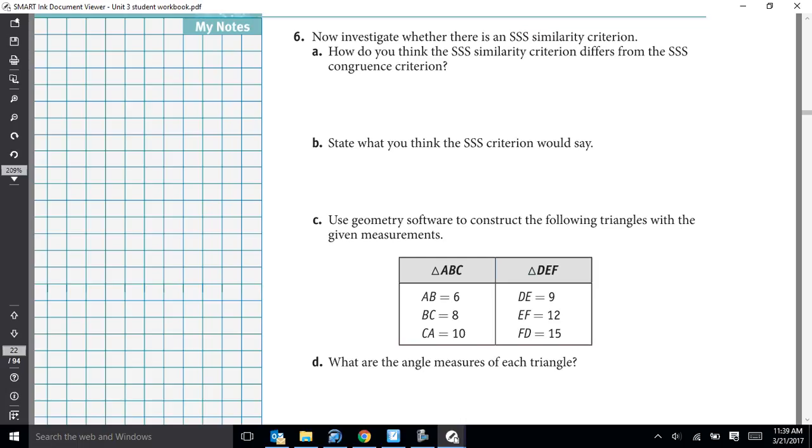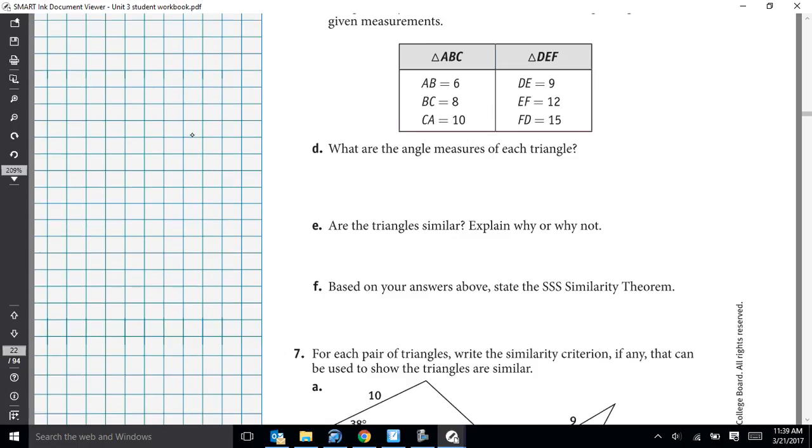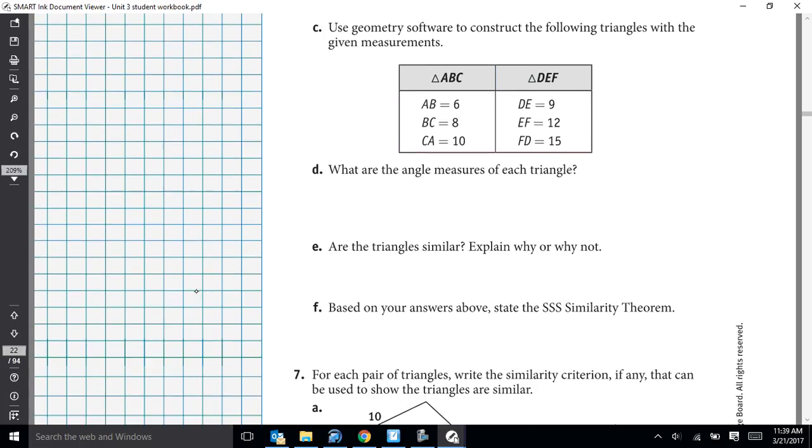Are they similar? In order to be similar, the three corresponding sides must be proportional. And then what should that do with your angles? They need to be congruent, right? For both triangles, just because the sides are proportional, if the angles don't match up, then are they similar? All right, so look at that. So answer 6A through F, and then we'll look at that.